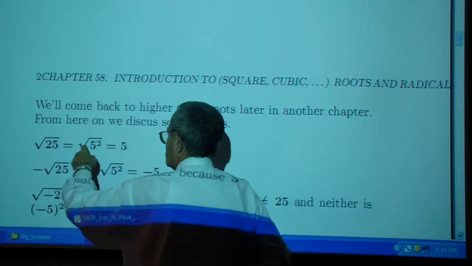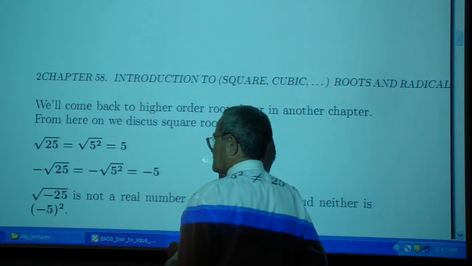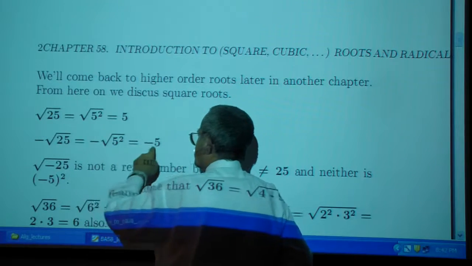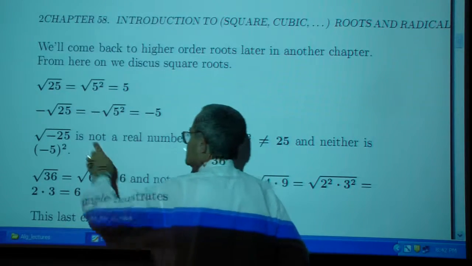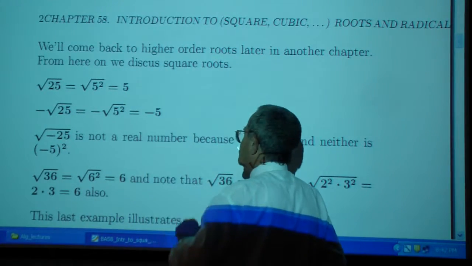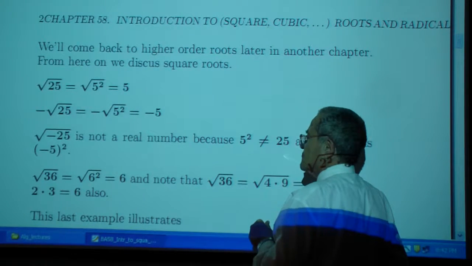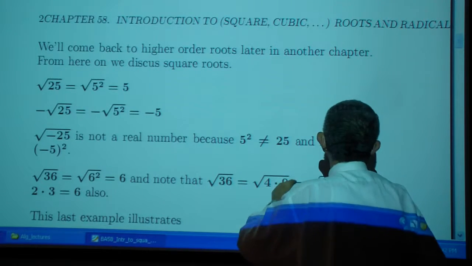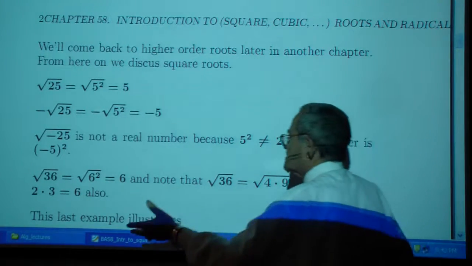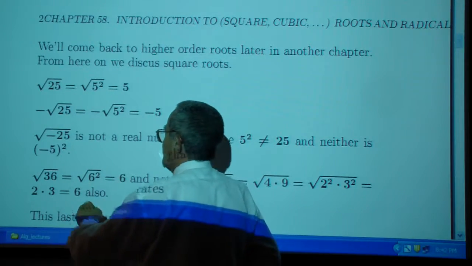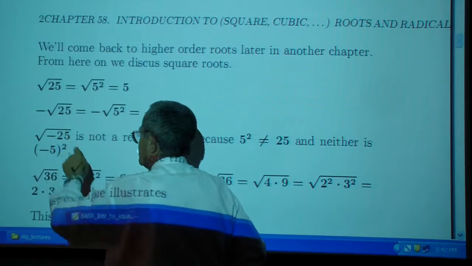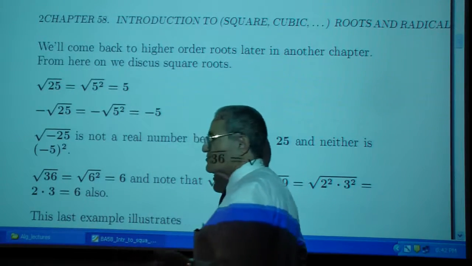So the square root of 25, 5 times 5 comes out as 5. The opposite of that is negative 5, but the square root of negative 25 is not a real number, because 5 squared is equal to 25, and negative 5 quantity squared is also positive 25. You never get negative 25 when you square a real number.